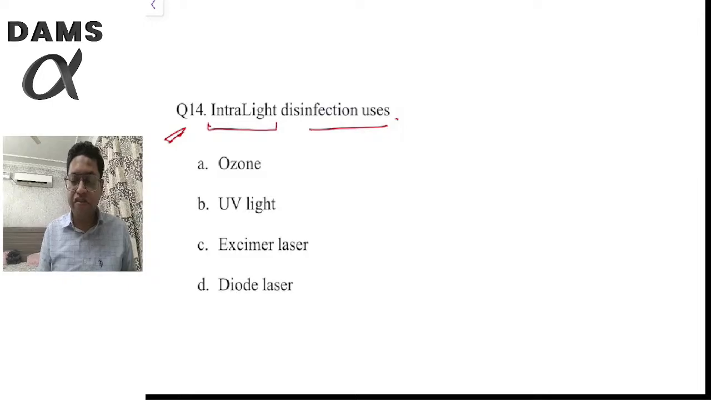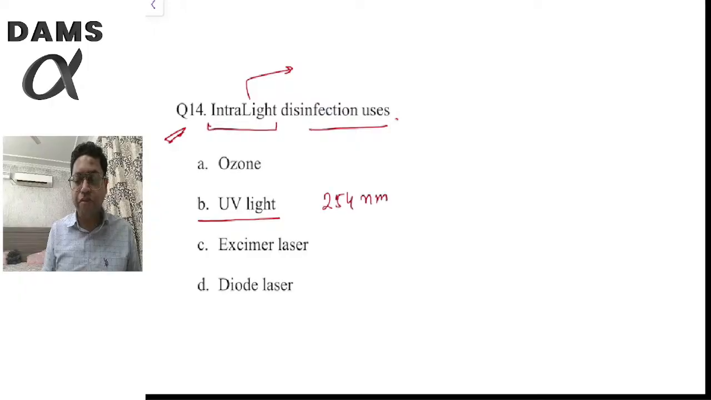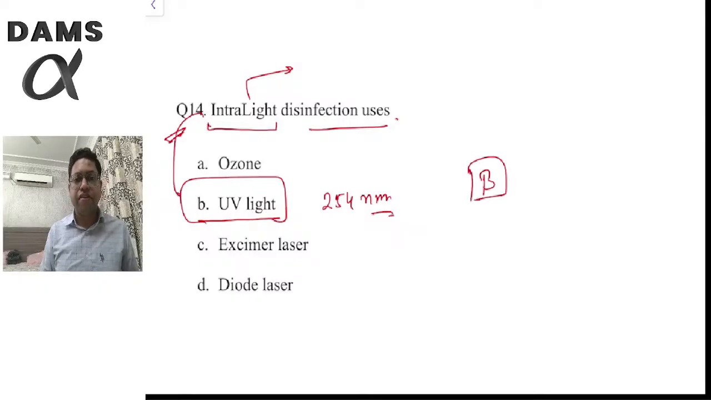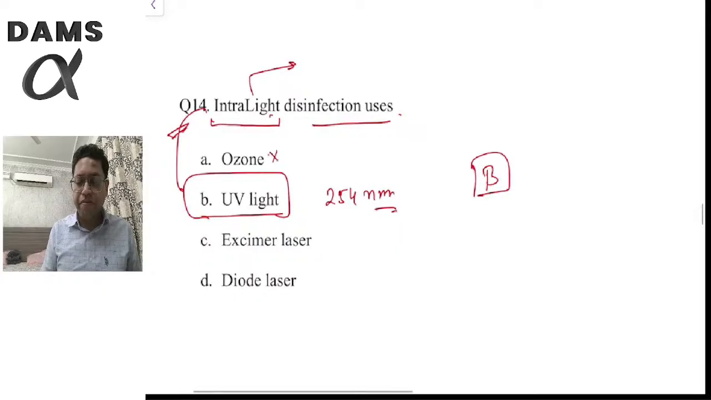So Intralight uses ozone, UV light, excimer laser, or diode laser. Intralight, as the name indicates, is a light-based disinfection system for the root canals, and it uses ultraviolet light of 254 nanometer. So option B would be the answer. Ozone is ruled out by the suffix light, and excimer laser and diode lasers are not related to this device.